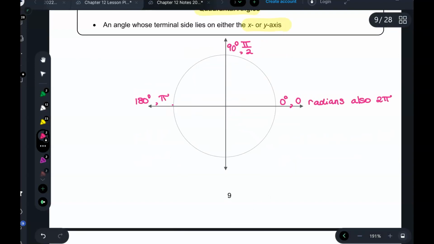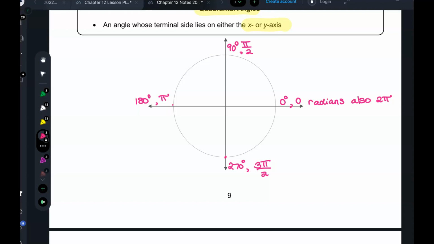Okay, now at the bottom, how many degrees and how many radians? Well, this is 180. What's 270? So 270 degrees. And it would be 1.5 pi or 3 pi over 2. So what do we notice?